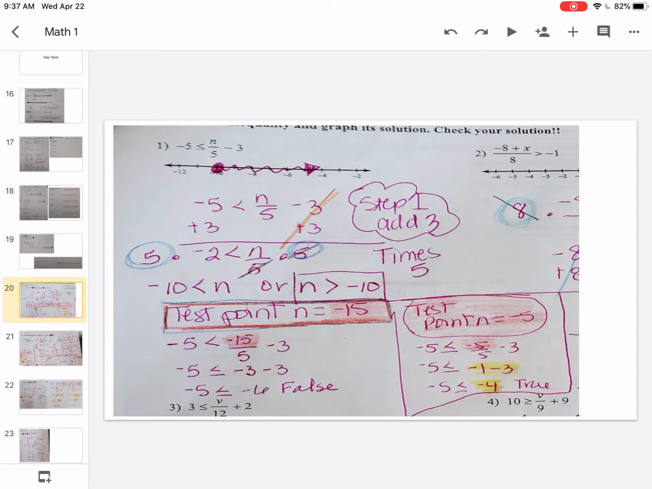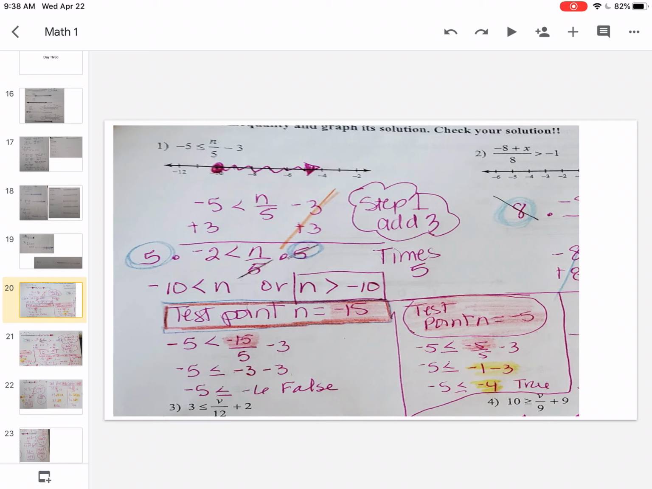So for number 1, we have negative 5 is less than or equal to n over 5 minus 3. Okay, so skip below the number line. If you look at your packet, you'll see that your math teacher has given you the answers, but we need to work through these problems, okay? So I rewrote the problem, and you can see that I've added 3 to both sides. And in orange, I've crossed out my 3's. And then on the other side, I have negative 5 plus 3, which gives me negative 2. And then I brought down my n over 5.